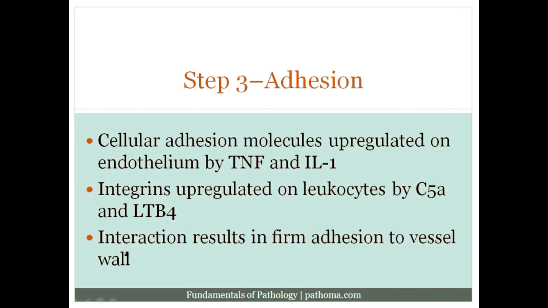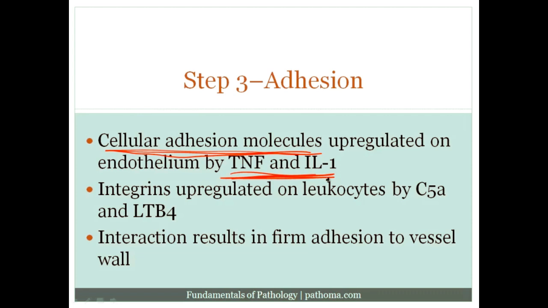So on the endothelium, on the cells that line the blood vessel wall, the key molecules that are going to be upregulated are cellular adhesion molecules. And these are upregulated by TNF and IL-1. So we can see that TNF and IL-1 are playing a very important role in this initial phase of bringing the neutrophil into the tissue.